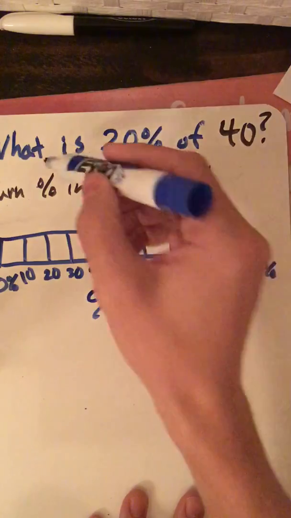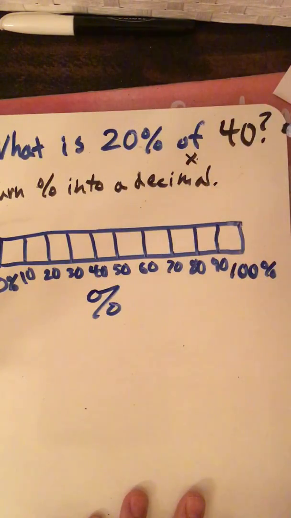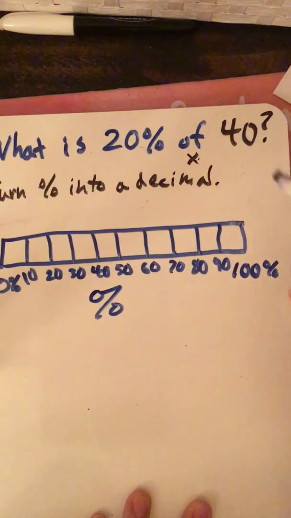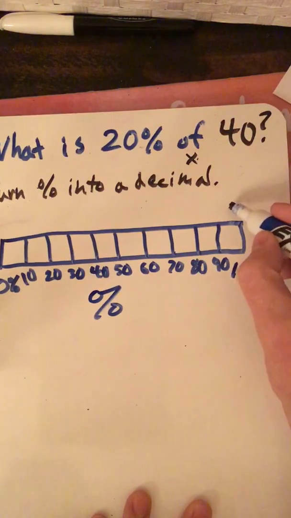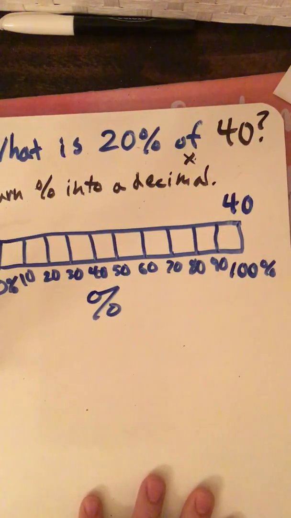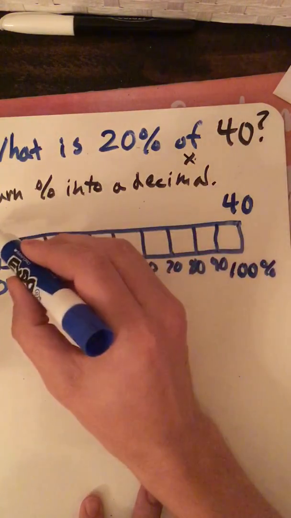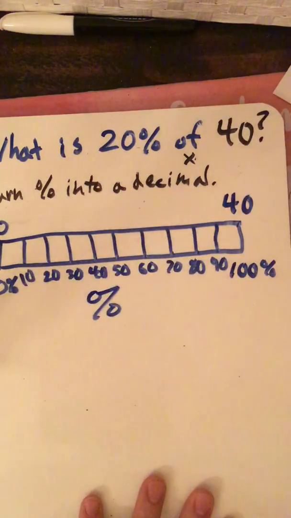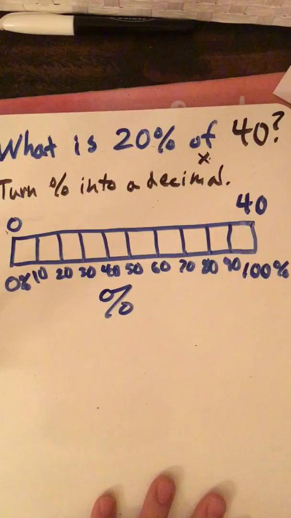Now, what is 20% of 40? Well, 40 is our whole, right? 40 is our 100%. And then 0 would be our 0%, right? Okay. So this is our whole, that's the 40, that's the 100%, and 0 is the 0%.